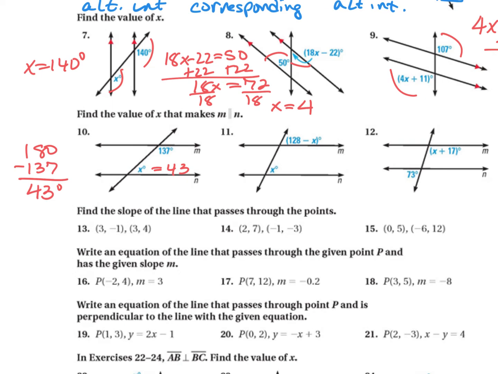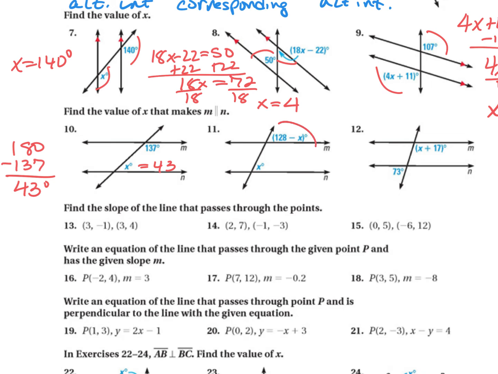For number 11, these are corresponding. So I'm going to set them equal to each other. So 128 minus x equals x. Add x. 128 equals 2x. Divide by 2, and x equals 64.